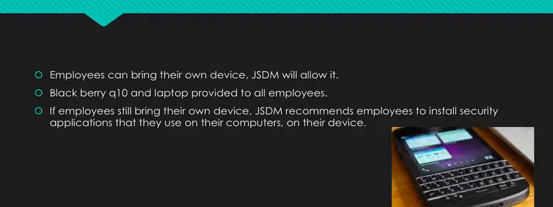A BlackBerry Q10 will be provided by JSDM to all employees in all departments to deal with work related necessities. JSDM will provide all employees with laptops to do their work on, or at home. If employees still want to bring their own device, they're free to and can still access the internet connection. JSDM recommends employees install the security applications that they use on their computers on their devices.